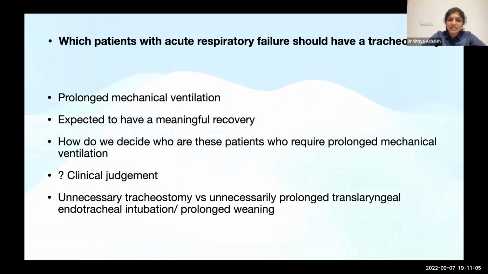What is found is just clinical judgment. There are some studies which have shown that if we go for an early tracheostomy, a lot of patients receive an unnecessary tracheostomy. That means if we wait for a longer duration, they may not even require a tracheostomy. They may just be extubated. So it is a difficult question to answer.